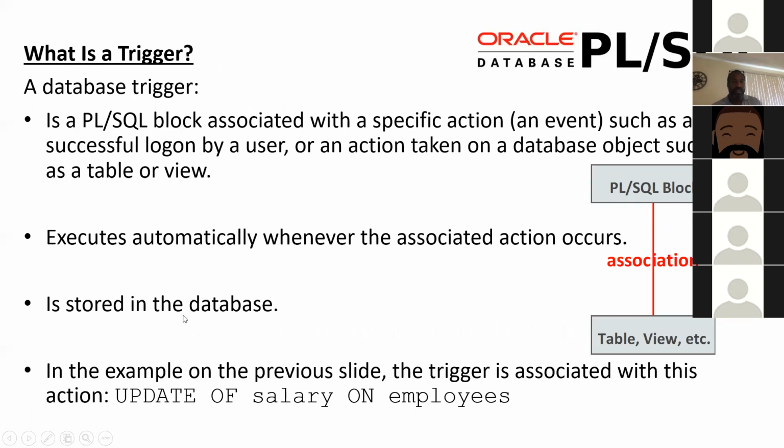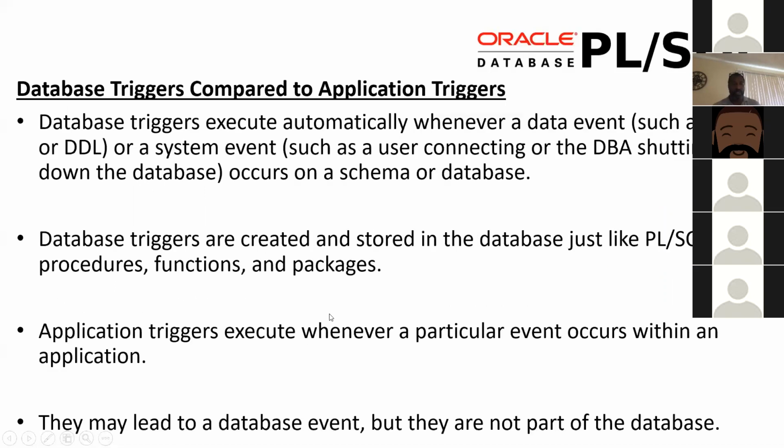So what is a trigger? It is a PL/SQL block. It's a named block, and it executes automatically whenever the associated action occurs. It's stored in the database. It is an actual object, and it's associated with a particular table or schema or view, which is essentially another table. So in the previous example, our trigger will fire whenever the salary is updated on that employees table.